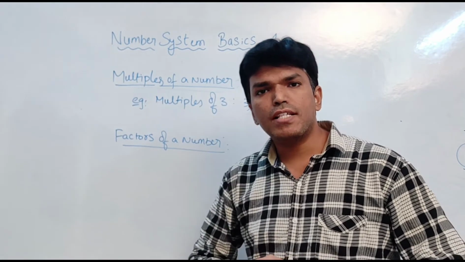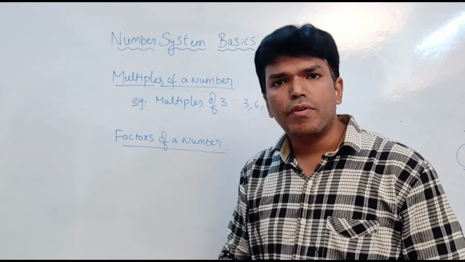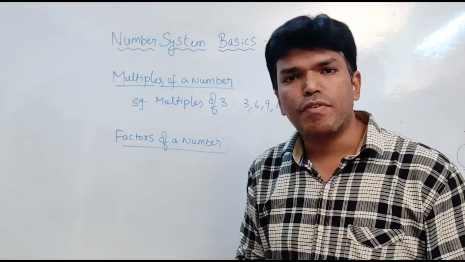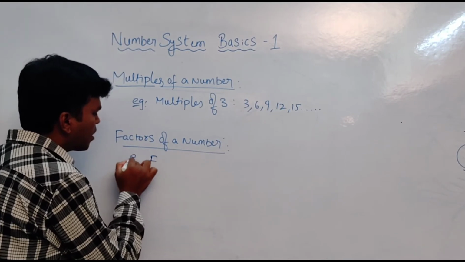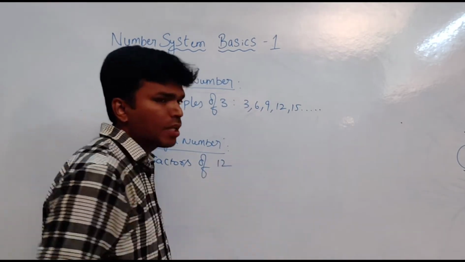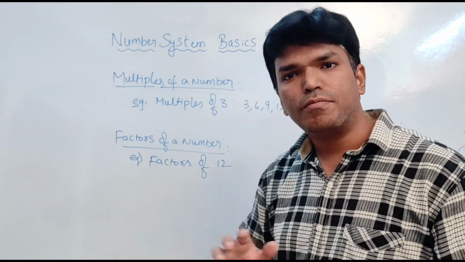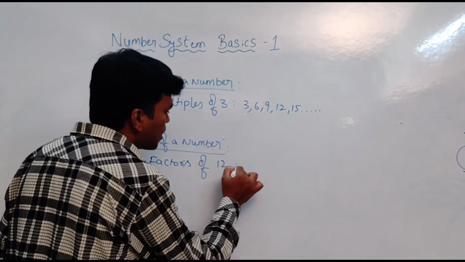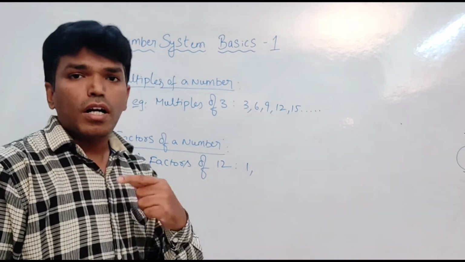It's very, very important. When I say factors of a number, it means if you take a number, then what are all the numbers that can divide this number? For example, let us take an example. I want factors of 12. Factors of 12 means we have to write all the numbers which can divide 12, starting from 1. Let us start. What is the first number that can divide 12? Yes, 1.